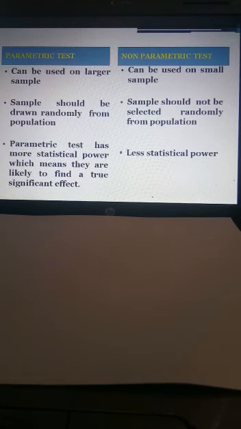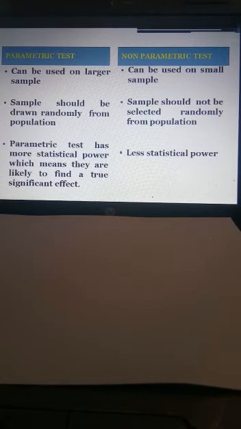We can use the parametric test when we have a larger sample size, meaning the sample size should be more than 30. When we have a small sample size, like less than 30, then we can apply the non-parametric test.